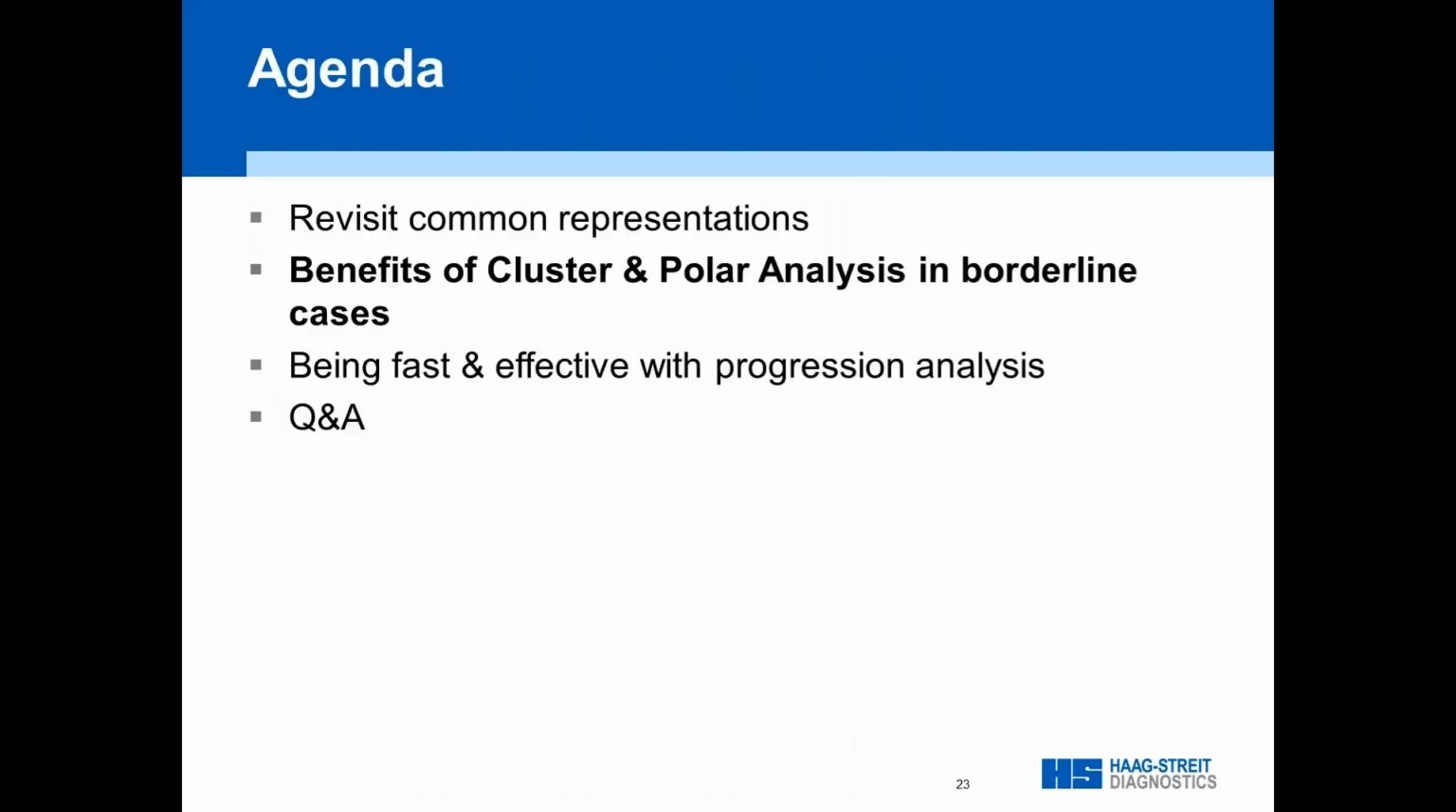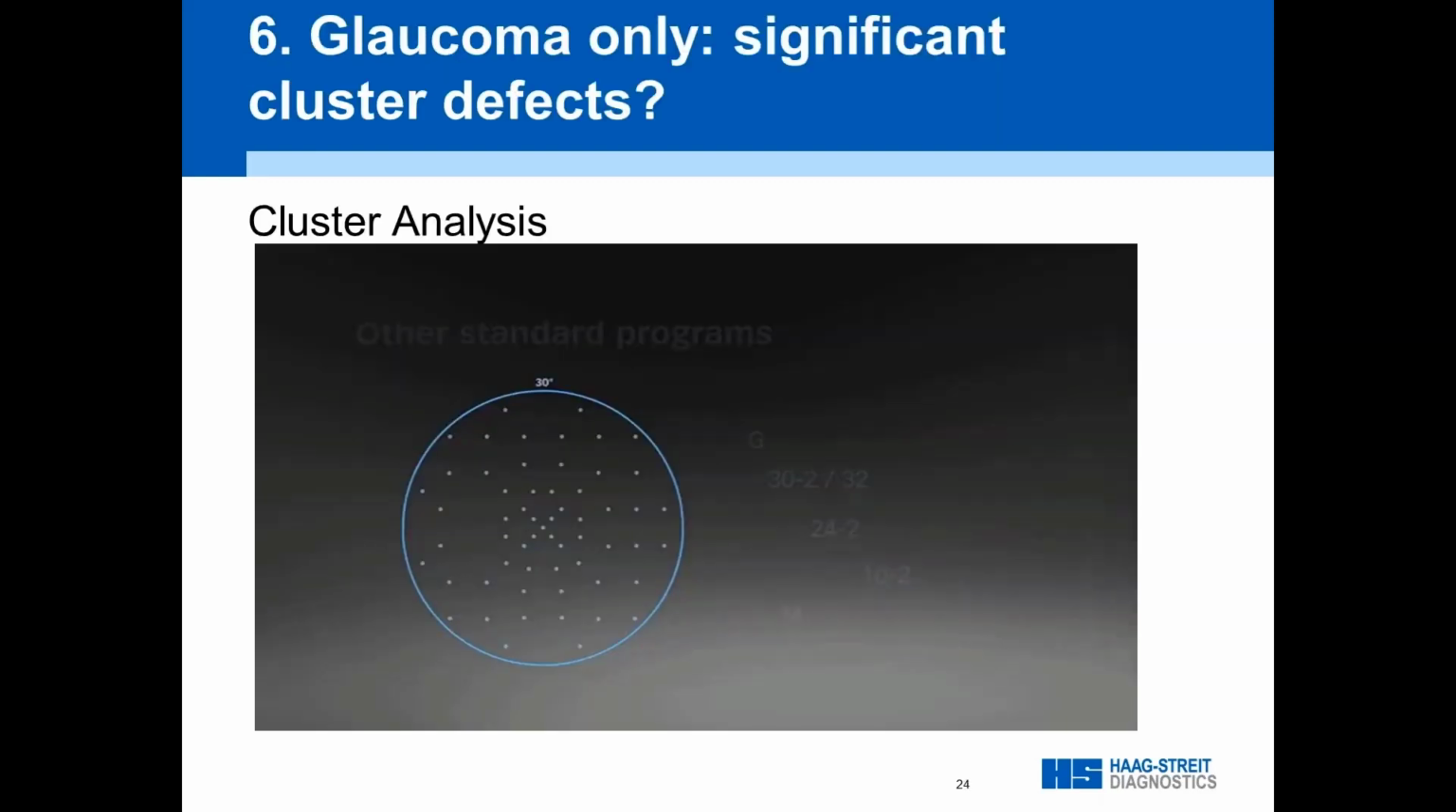I'd like to show you two things which are unique to the Octopus, which are the cluster and the polar analysis. They're really helpful tools in borderline early glaucoma cases. So let me show you what they are first, and then I'll show you how to read them. So what is the cluster analysis?